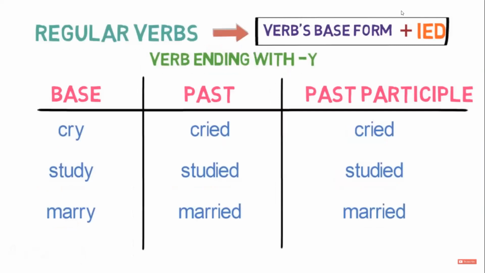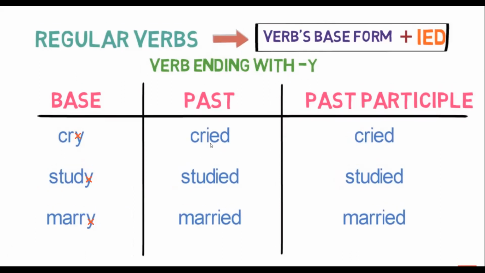And then we have here when the verb ends in consonant and y, cuando terminan en consonante e y, we erase the y. Okay, we erase the y and add ied. Okay, y le añadimos ied. For example, cry, cried. Study, studied. Marry, married. Okay. Esto es cuando el verbo termina en consonante e y.